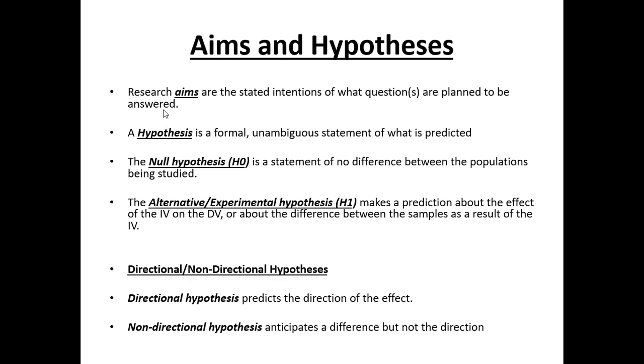Hypotheses can be directional, so they predict a direction, or they can be non-directional. So you could say that there'd be a gender difference in driving abilities. That's a non-directional hypothesis. If you say that women are better drivers than men, that's a directional hypothesis.